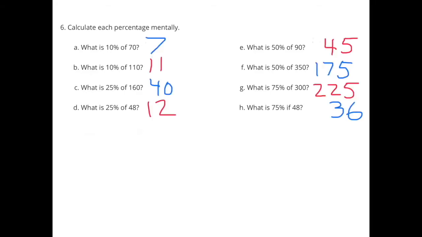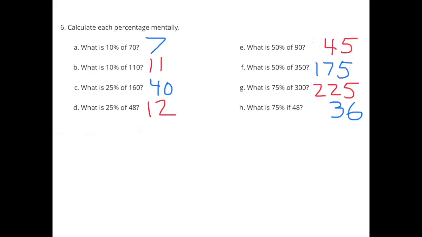Number 6. Calculate each percentage mentally. A. What is 10% of 70? Well, 10% of something is 10 times smaller than that number. So what's 10 times smaller than 70? 7. B. What is 10% of 110? Again, what's 10 times smaller than 110? 11. C. What is 25% of 160? 25% is like 1/4. So what's 1/4 of 160? Or what's 160 divided by 4?